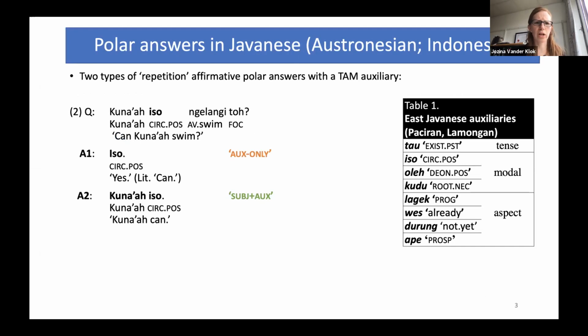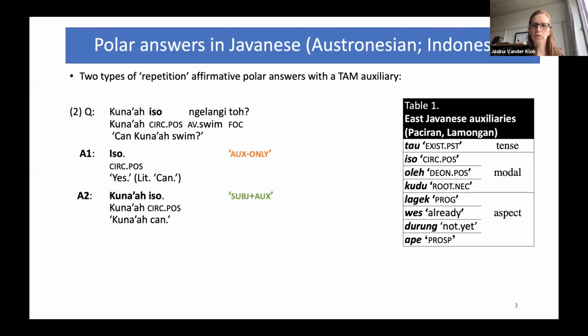So in answer to the question, can Kuna'a swim? You can answer with the auxiliary only, as in A1, iso, repeating the same modal, which is glossed as circumstantial possibility, so literally can, or what I'll call subject auxiliary answers, where you repeat both the subject and the auxiliary, Kuna'a iso, in A2. Here I've illustrated with one modal.